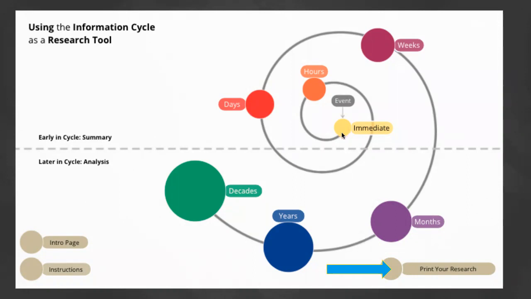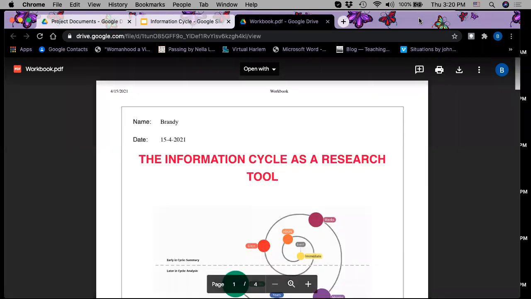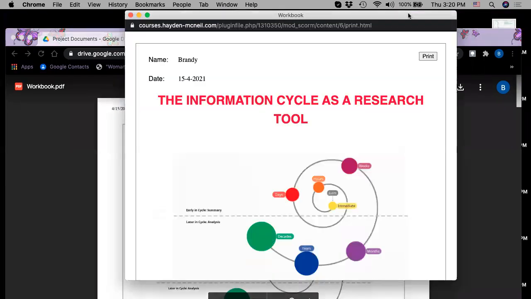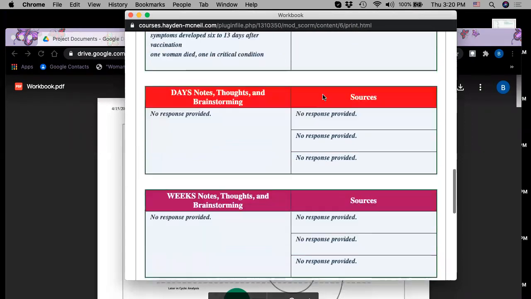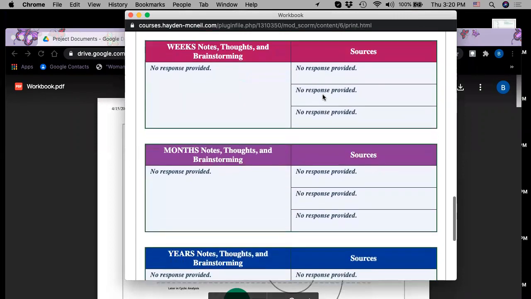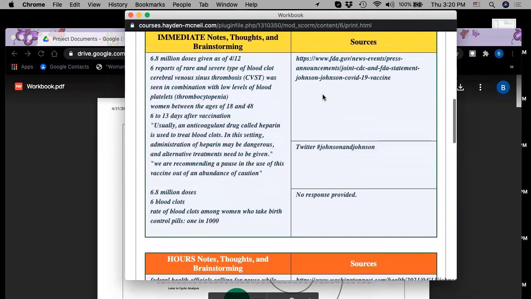So then once you've gone through all of the stages that you're going to go through, all of the points on the information cycle that you want to go through, you can come down and choose print your research. When you do that, what comes up is a workbook. Now, on the site, it comes up looking like this workbook here, and all of your information is in it. And so you can see where I have more information, like from Twitter, here, my Twitter stuff.